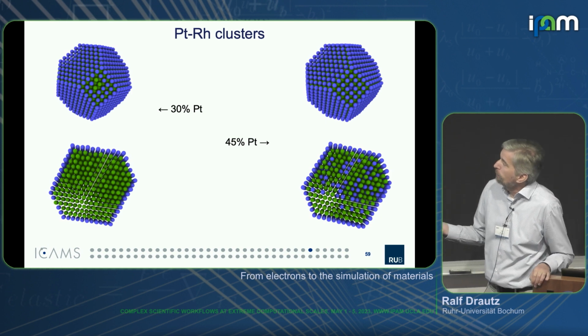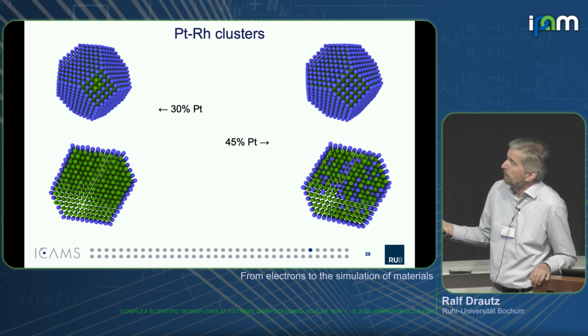So if you have a 30% platinum, 70% rhodium cluster, then immediately the whole surface is covered with platinum, whereas the core remains rhodium. And if you mix in more platinum, then that seems to form a solid solution in here.